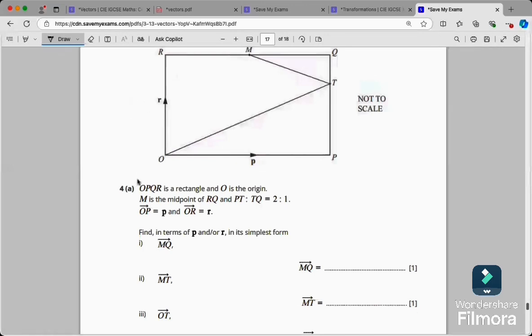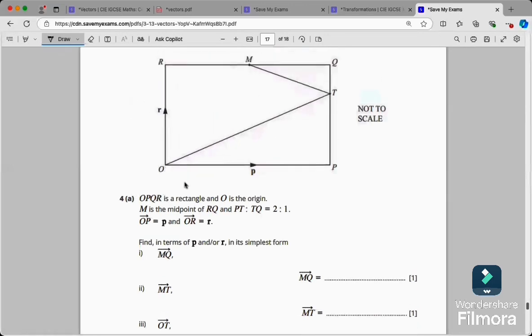The last question. OPQR is a rectangle and O is the origin. M is the midpoint of RQ. Okay, so M is the midpoint of RQ. PT to TQ. So where is PT? Okay, PT to TQ. Immediately convert this into the fraction. So it is 2 by 3 of PQ, and this is going to be 1 by 3 of PQ.